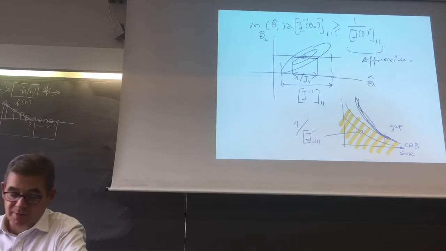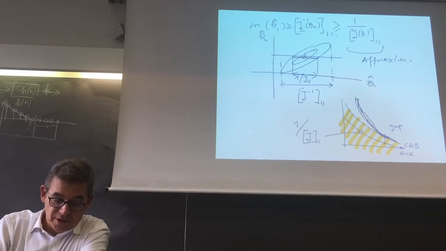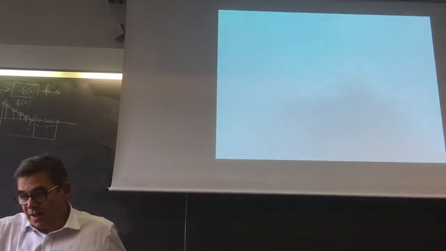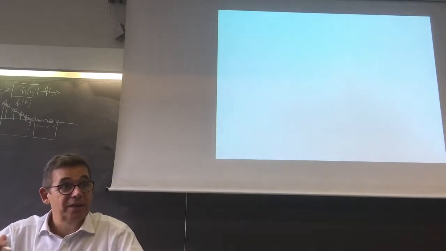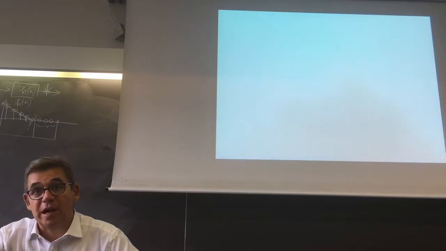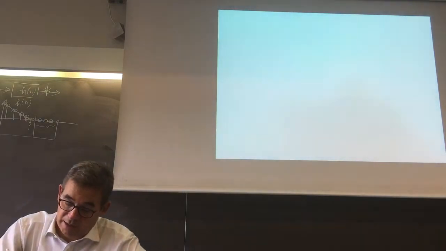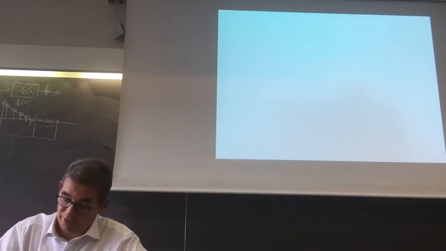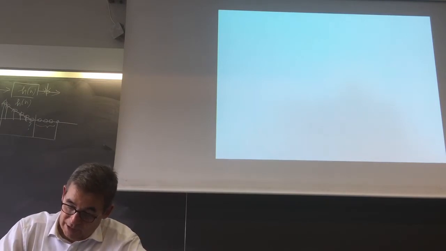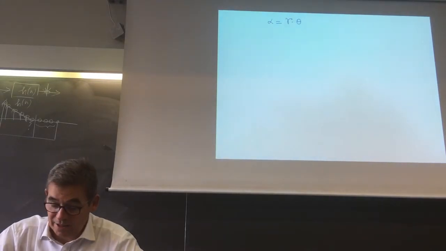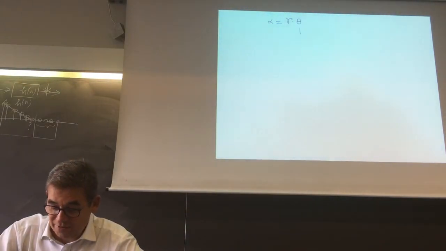Let me add another page. It's not in the slide, but I had it here. Sometimes you might need to calculate the Cramér-Rao bound for transformed variables. So imagine that I have a parameter theta, and I have alpha equal gamma times theta, and assume that I know the variance of theta.